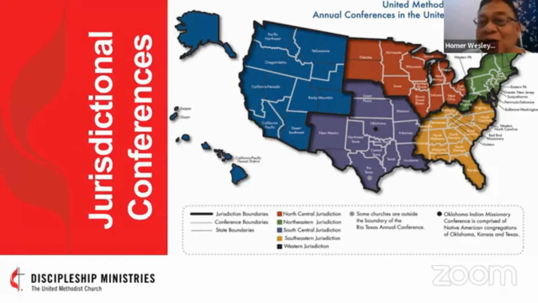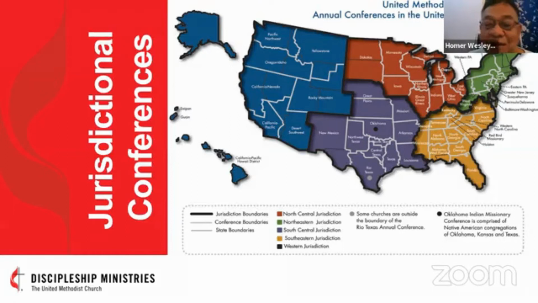may iba-ibang kulay, no? Yung jurisdiction, 1, 2, 3, 4, 5 jurisdictions. Yan ay makikita nyo yung brown ay North Central Jurisdiction. Nandiyan ang Iowa, Illinois, Indiana, West Ohio, East Ohio, West Michigan, Detroit, Wisconsin, Dakota, Minnesota. Doon gaganapin ang next General Conference.